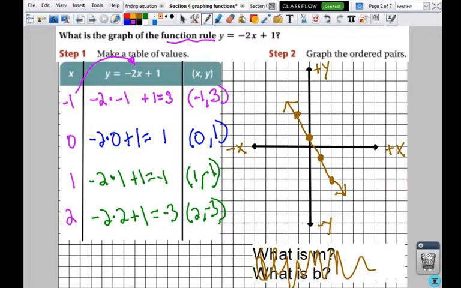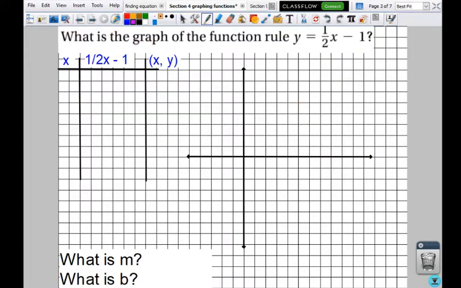So today is all about making our table and then graphing it. So that's what we're going to be working on today. Making the table and then graphing it. So we're going to do one more, and then you guys are probably going to do one, and that'll be just about it.